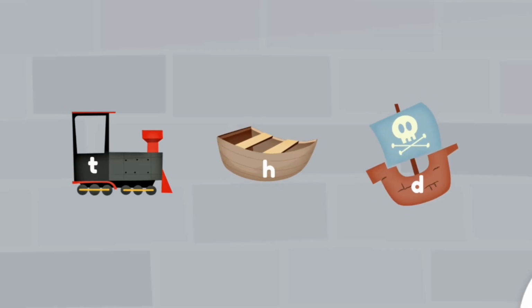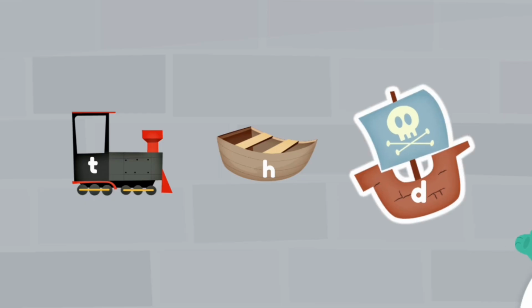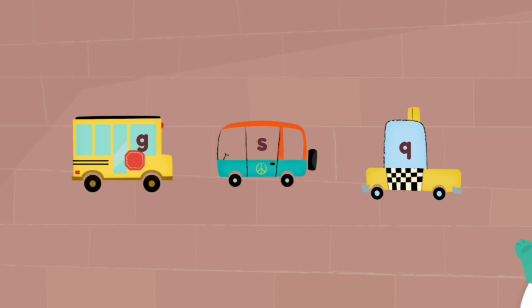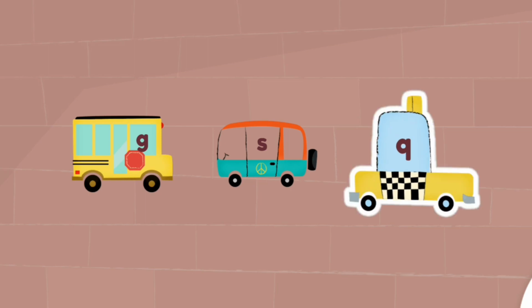Which one has the letter D? Tap it. D. Awesome! Which vehicle has the letter Q? Tap it. Q. Cool beans!